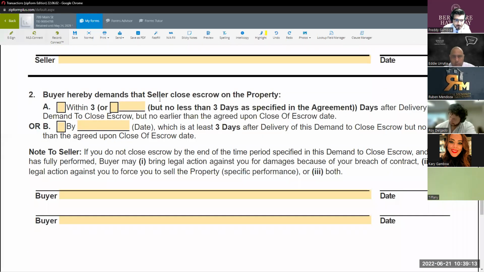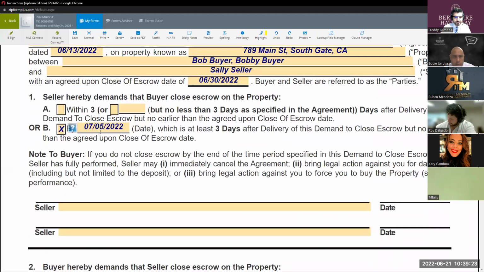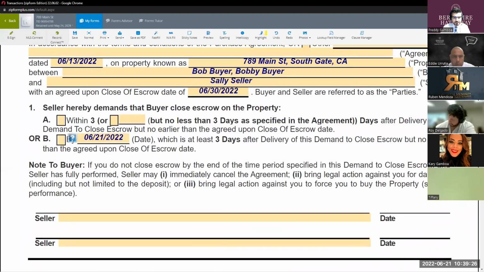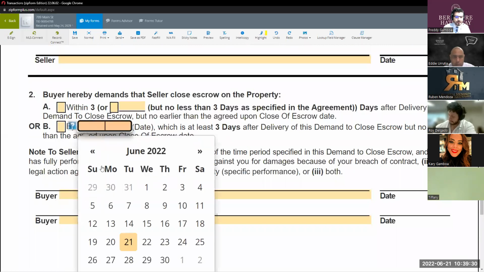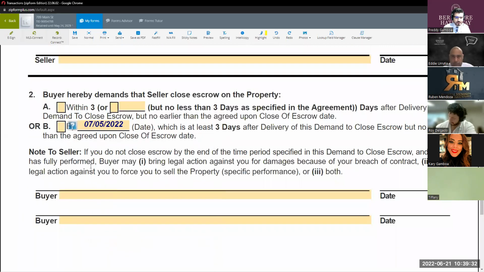Okay, now the second part to the demand to close the escrow is the one given by the buyer to the seller. Right? Buyer hereby demands the seller close escrow of the property. Same thing, within 3 days, right? Nothing less than 3 days, or by a specific date. So same thing here, by July 5th, right? And the buyer will sign right here.